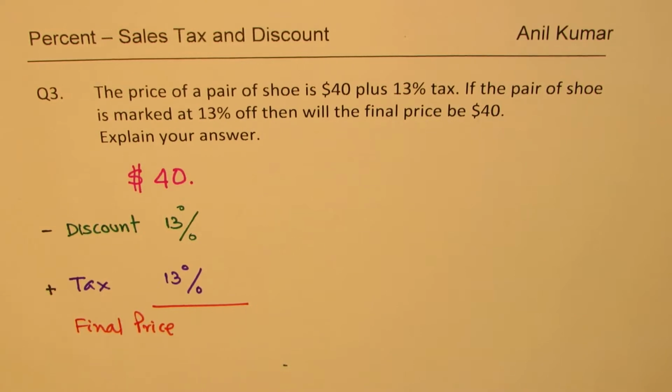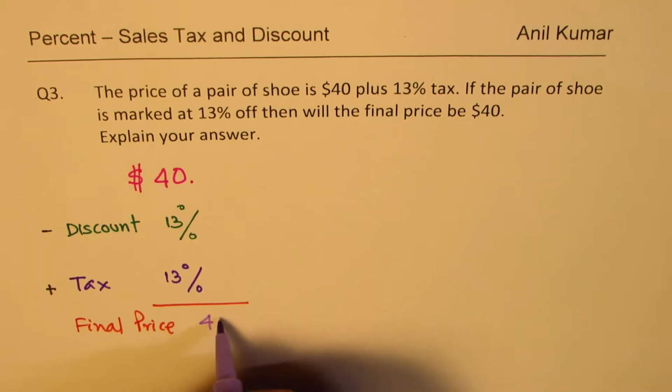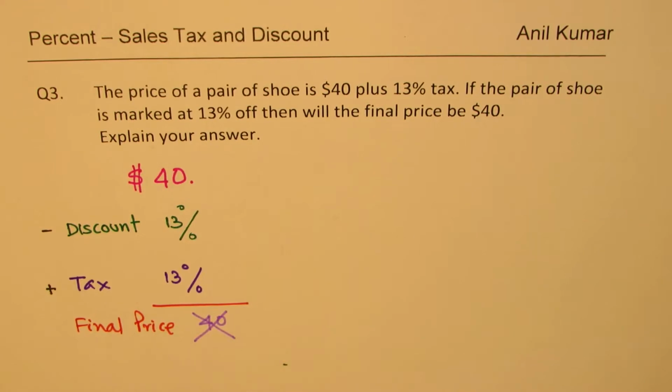So, I'd like you to think about it. This price will be 40, more than 40, or less than 40. That could be a multiple choice question. Is that clear? Now let's try to figure it out using our calculations. I think you must have got the answer by now, but let me tell you, this is not 40. If you're thinking it is 40, then that is a wrong answer. Now let's see why.